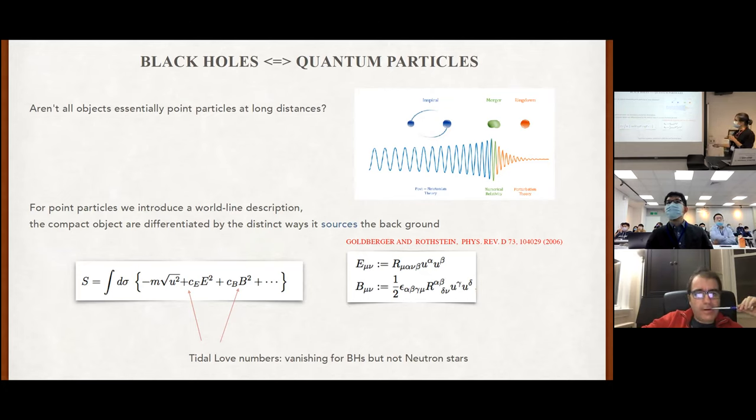For example, at leading order, if the particle that you have is just a single particle, you can have these two operators. E and B are the electromagnetic parts of the Riemann tensor: B is the Riemann tensor contracted with the Levi-Civita tensor. Now you can have two operators here, and the operators carry Wilson coefficients. The Wilson coefficients characterize what that object on the worldline is. For example, these are the famous tidal Love numbers, which describe how the object stretches in an external gravitational field. For black holes in four dimensions, these are zero, but for neutron stars, these are not zero. Okay.